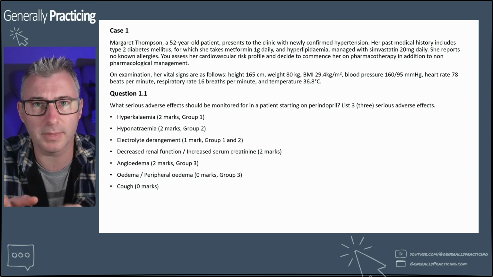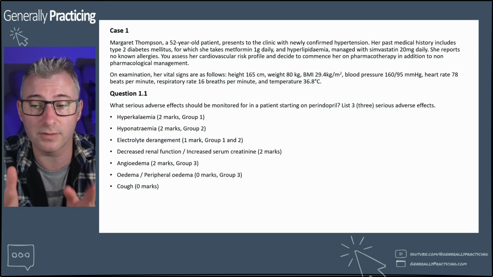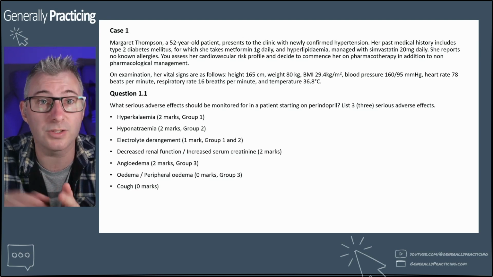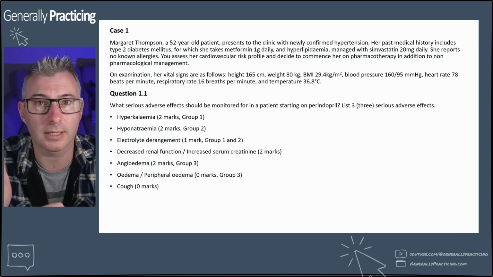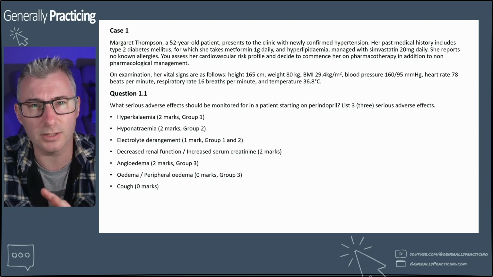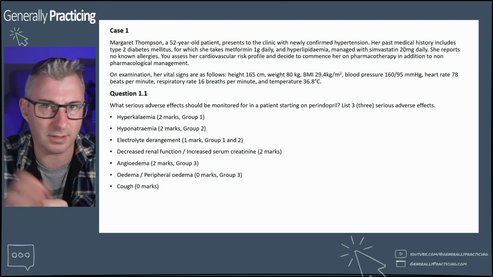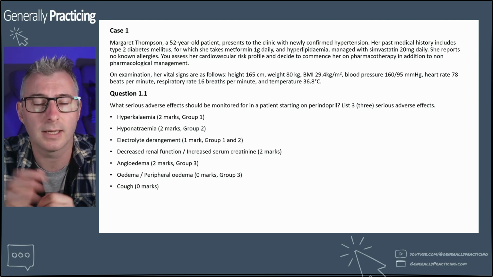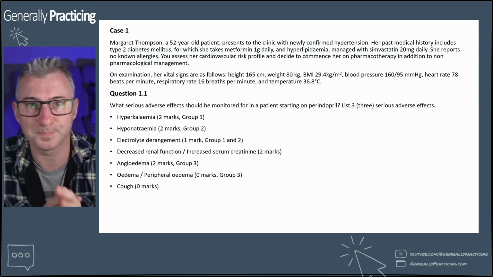They would both kind of be combined into an electrolyte derangement, and I think if you were to specify each of those individually, you would be getting 2 marks for each, given they are both specific to perindopril itself. If you were to just say electrolyte derangement, again, you're kind of losing some of that consultant level finesse that they're looking for. So you would still get a mark, but you wouldn't be getting additional marks from those.